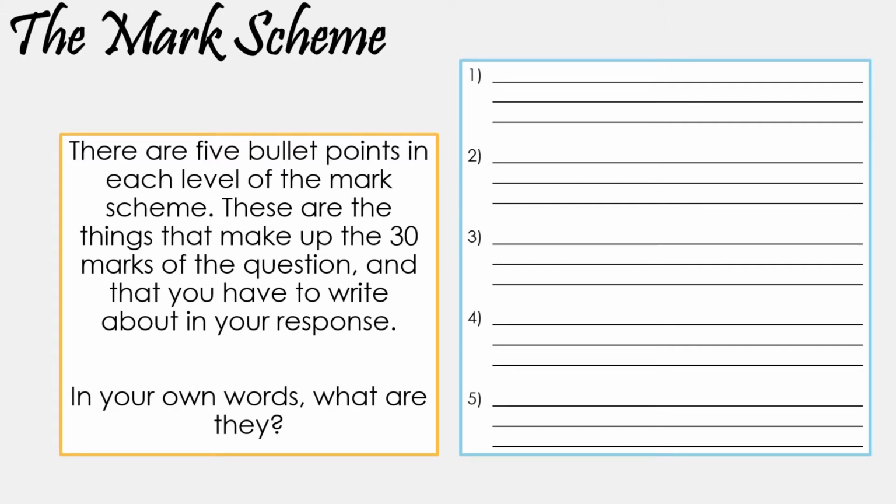And in each level there are 5 bullet points of things that you have to include in your answer. Now what I want you to write down in your own words is what these 5 things are. They're basically the 5 things that your answer has to have in order to get a good mark. Now if you're struggling, rewind the video to the last slide and read back through the assessment objectives on the right hand side. Pause the video and complete this task now.